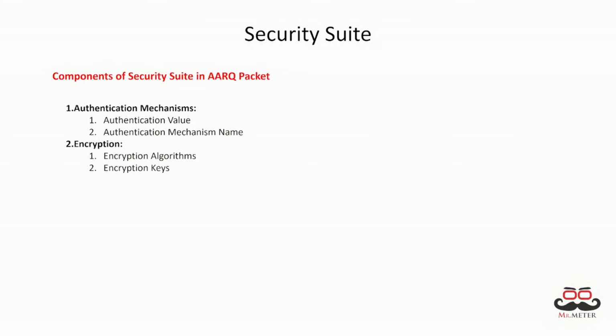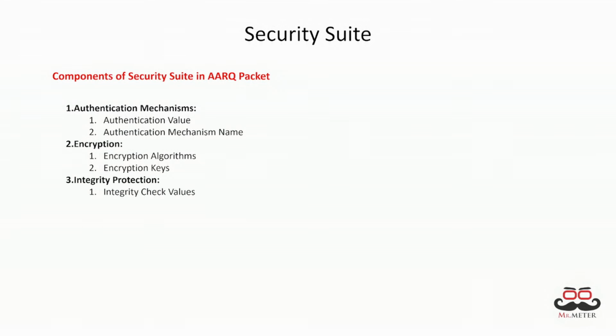The encryption part contains the encryption algorithms and the keys. The algorithm specifies the encryption methods used to protect the data. Common algorithms include AES, DES, and RSA. Encryption keys contain the keys actually used for encryption. These keys are securely exchanged between the entities to ensure data confidentiality.